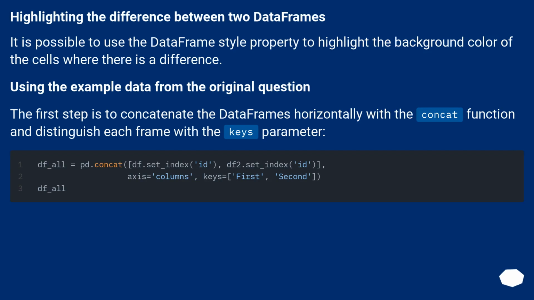Highlighting the difference between two data frames. It is possible to use the dataframe style property to highlight the background color of the cells where there is a difference. Using the example data from the original question. The first step is to concatenate the data frames horizontally with the concat function and distinguish each frame with the keys parameter.